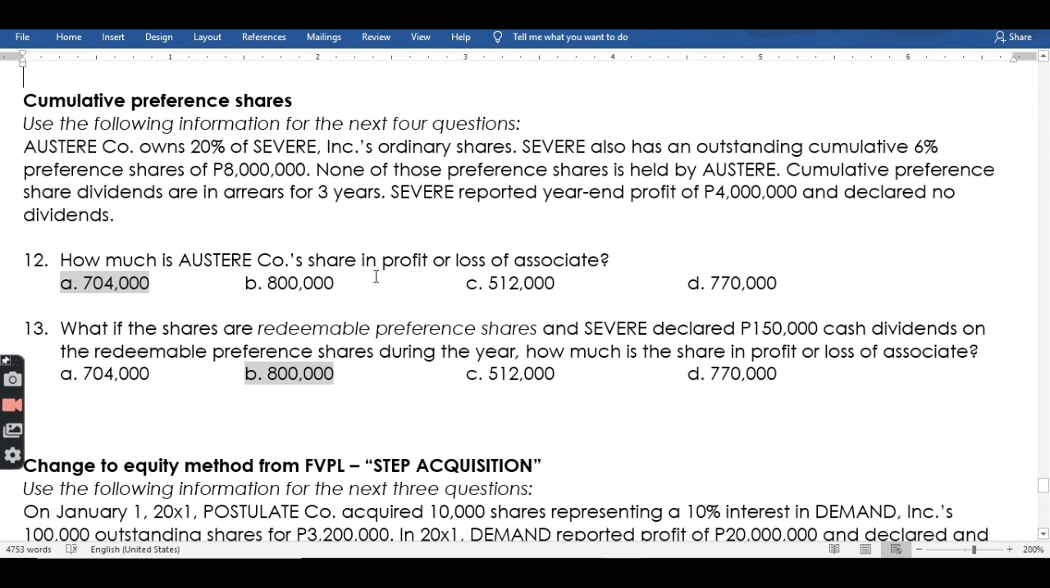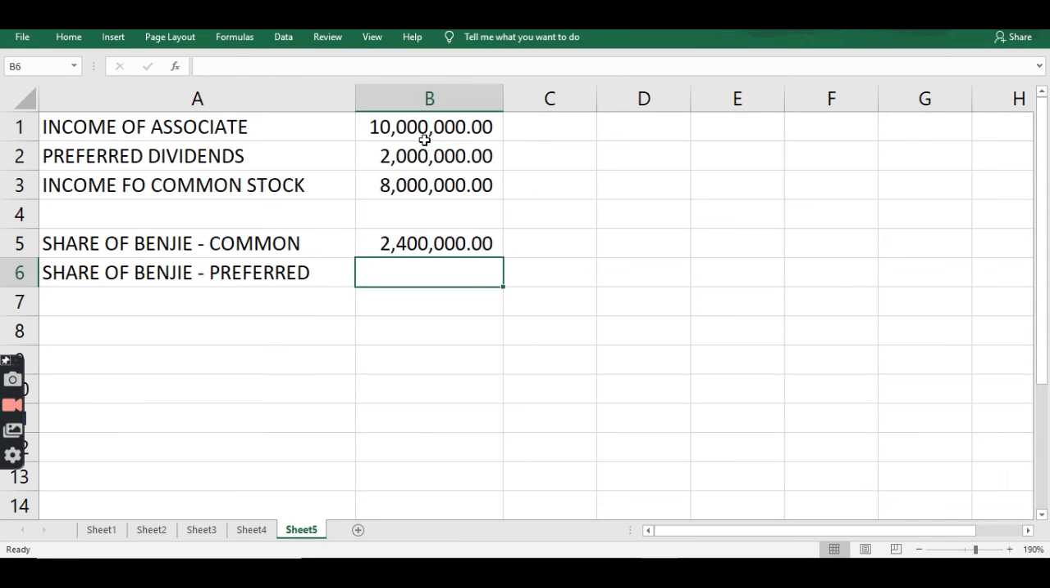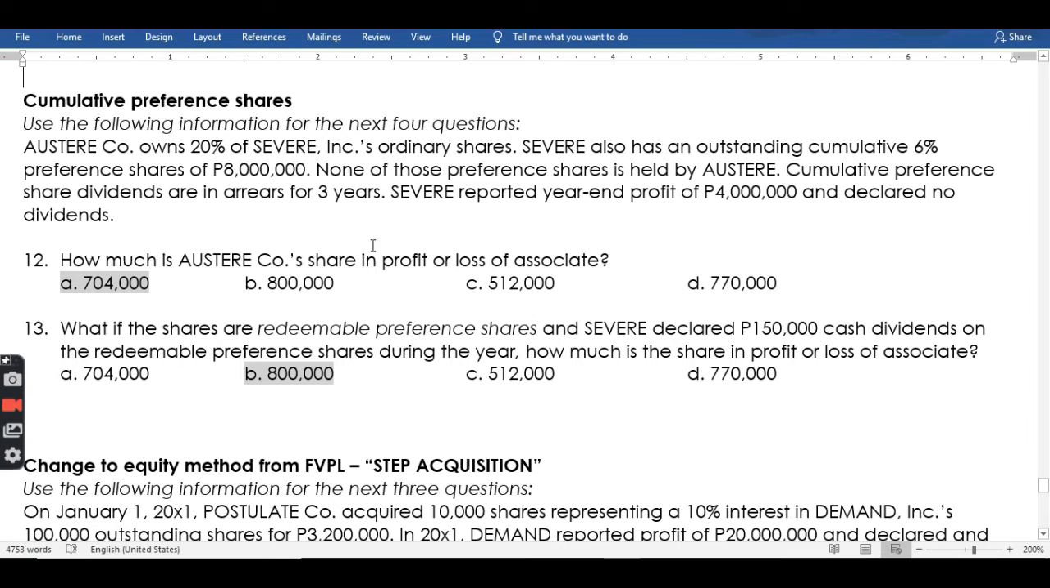Okay, so first question, magkano yung profit or yung share natin doon sa profit ng associate? So bago natin magawa yan, kailangan muna nating i-consider yung preference dividends kasi cumulative eh. So kapag cumulative, kailangan nating magbawas ng 1-year dividend. So compute muna tayo dito. So yung income ng associate based on the problem is 4 million.